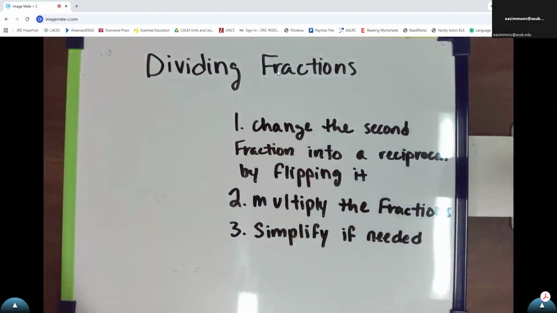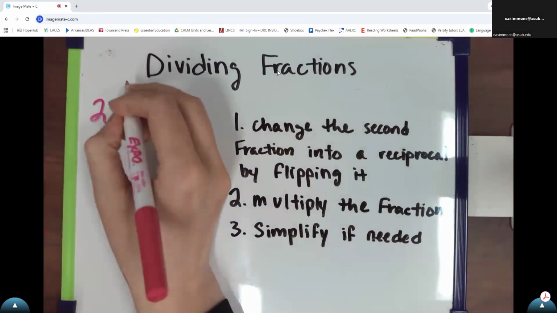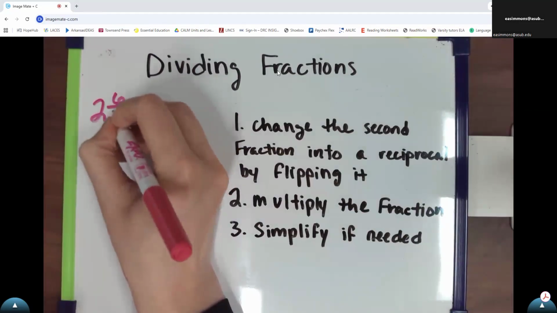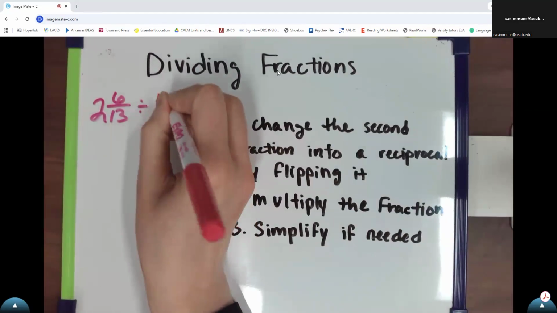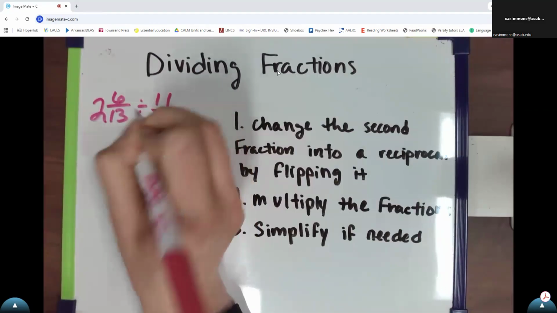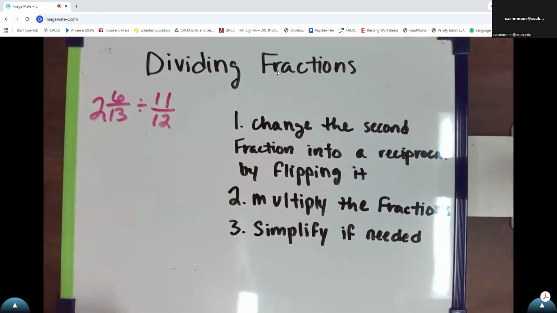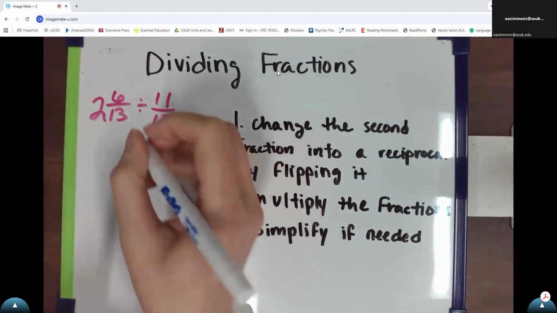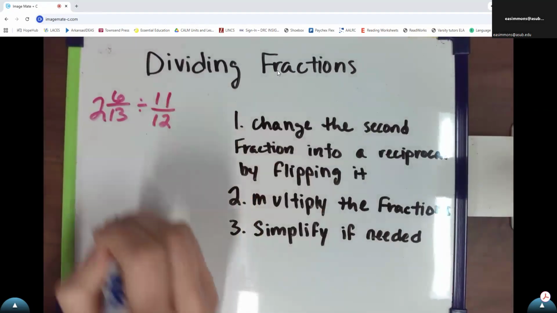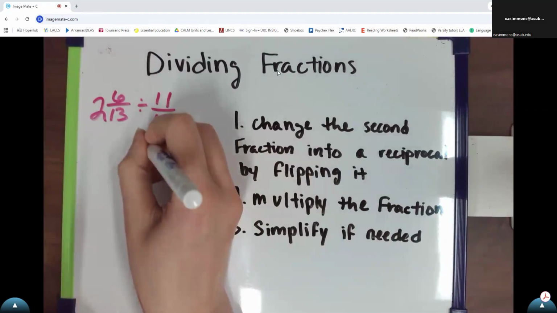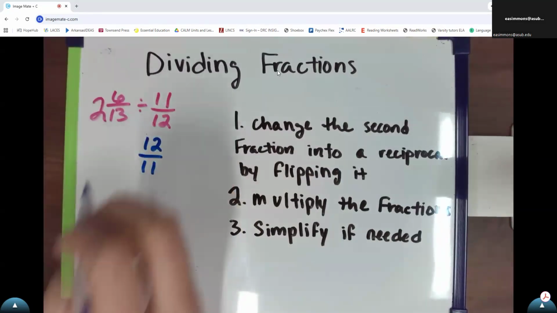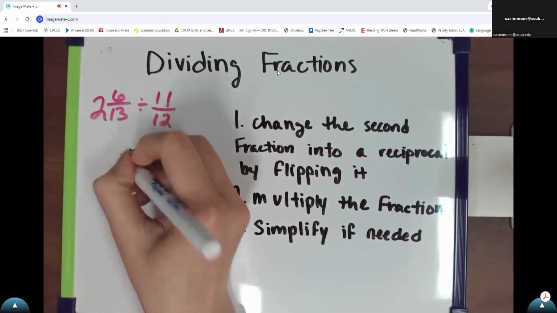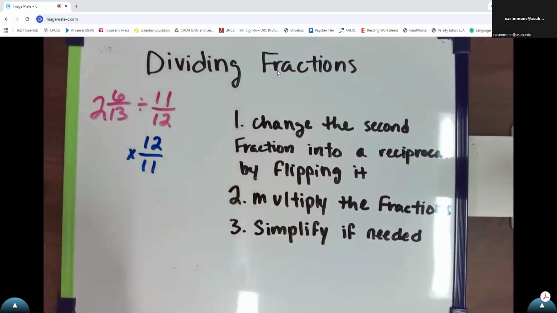We're going to do one with a mixed number now. So we've got 2 6/13 divided by 11/12. We've got 2 things to do here before we can multiply. We've got to flip our second fraction. We need a reciprocal, so it's going to turn into 12 over 11. The division is going to turn into a multiplication while we're at it.